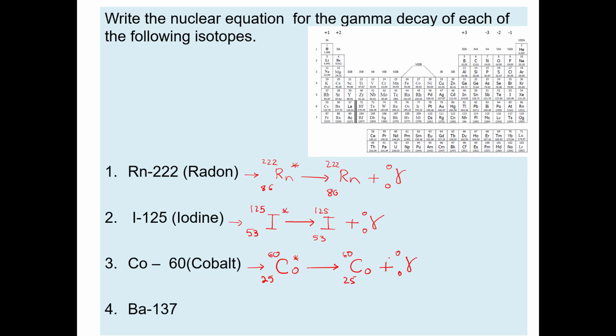Let's see now barium. The mass number is 137 and the atomic number is 56. This is the excited state of barium, to be more stable, it releases a gamma particle, and this is now barium. The isotope of barium is more stable with lower energy, but it released a gamma. And these are the equations in case of the gamma decay.